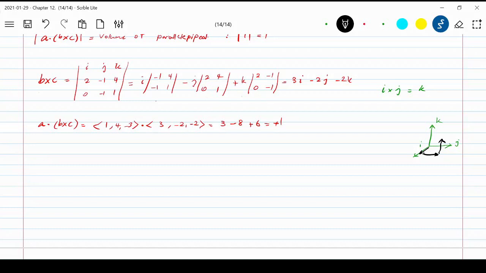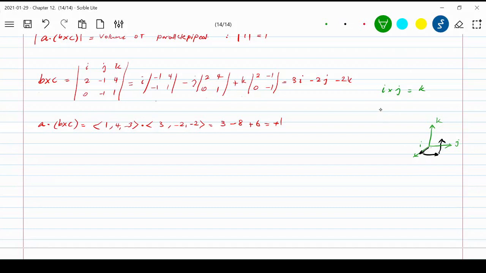So if you curl your fingers, I kind of have to draw a picture. So let's assume this is your fingers, and if you curl it this way, your thumb would be upward. Okay, that's a bad drawing, but maybe look at the book that gives you a better picture. So the result of I cross J would be K.